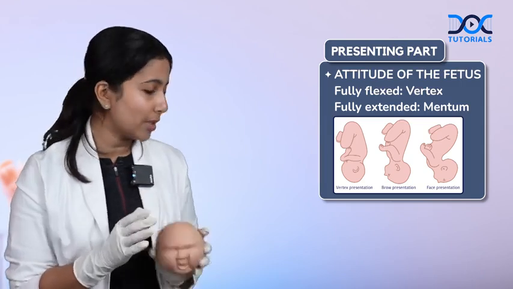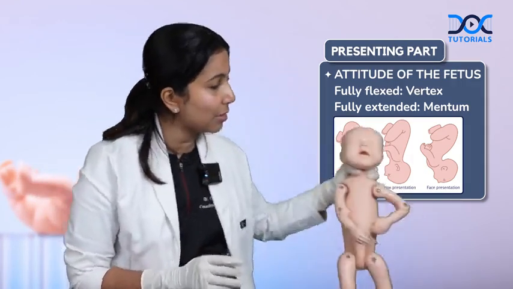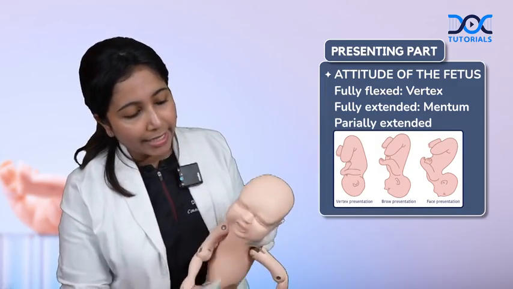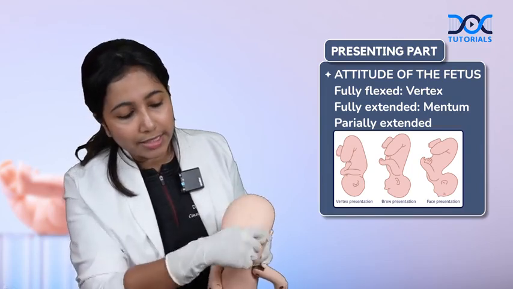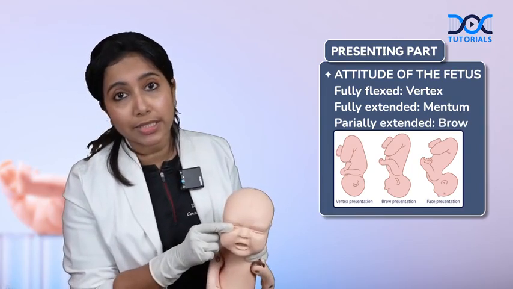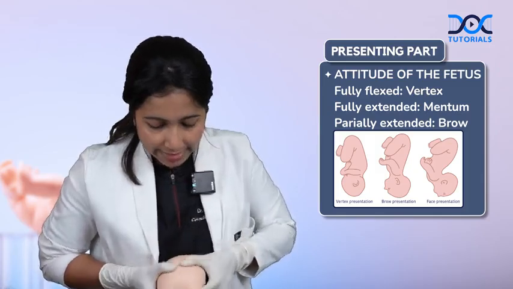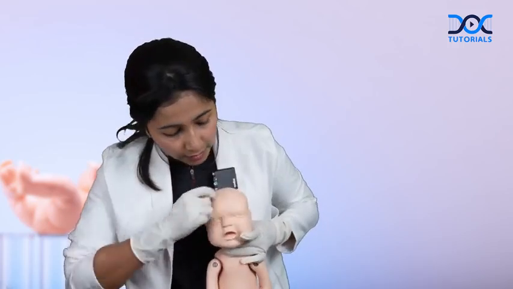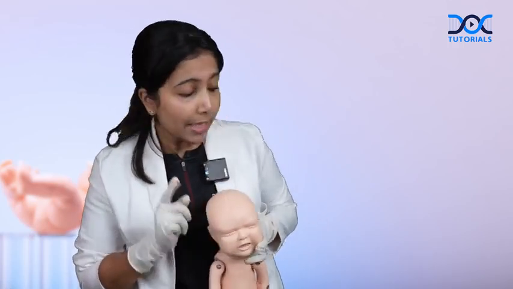Now with the supraorbital ridge comes the next type of presenting part. Suppose the head is partially extended. In a partially extended head, this part of the baby is presenting. This part is known as brow presentation. So here you have face, next is brow, and finally you have the vertex. If the brow is presenting, you can feel the supraorbital ridge and also the anterior fontanel.